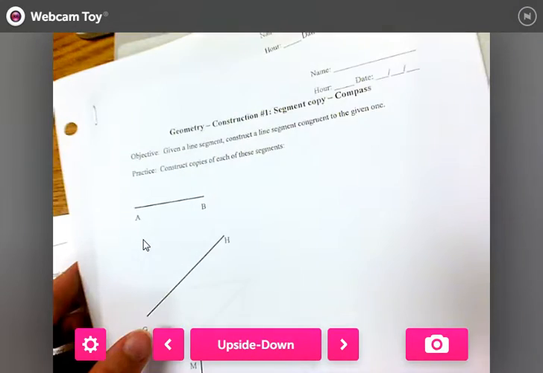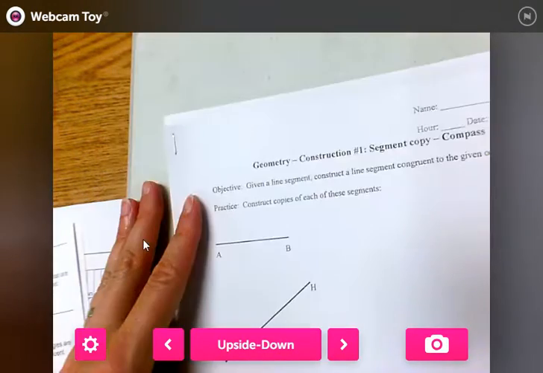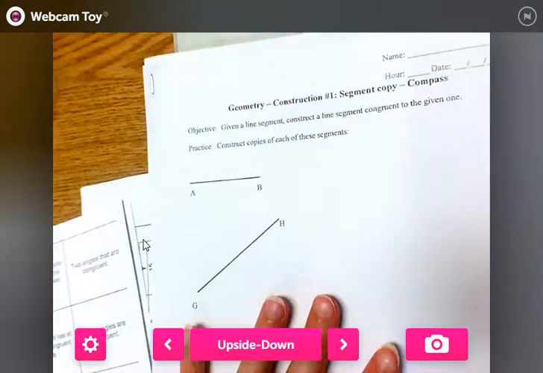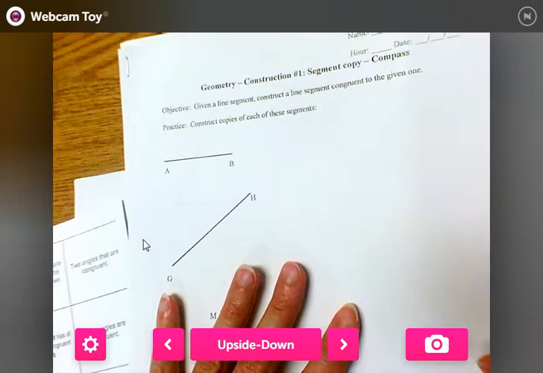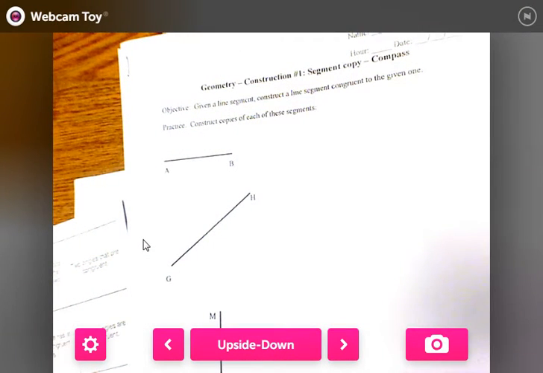Okay, if you're having trouble with your compass, let somebody know. And don't push too hard. Don't like jam on it. Okay. All right.